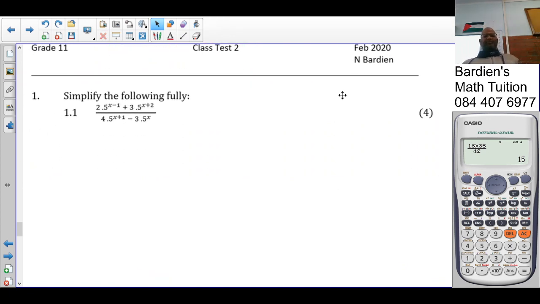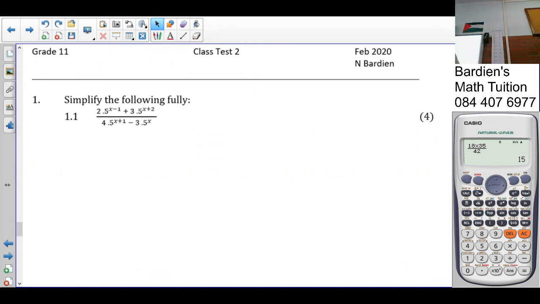Right, class test 2. Let's go with it. So firstly, we're going to break up and factorize. We don't have to break up. If you can factorize without breaking up, it's also fine.